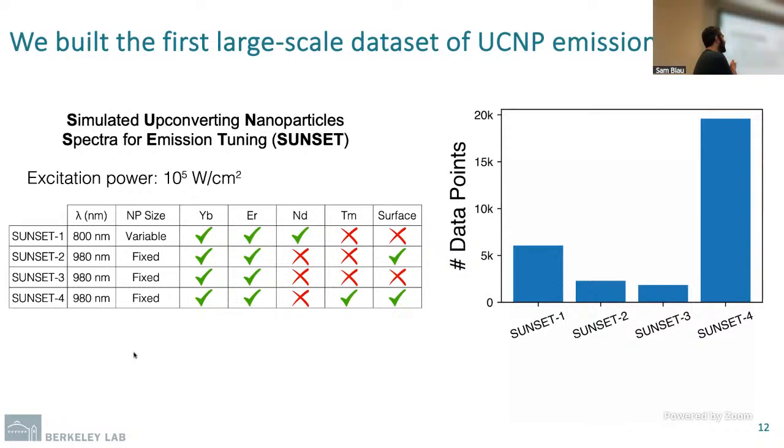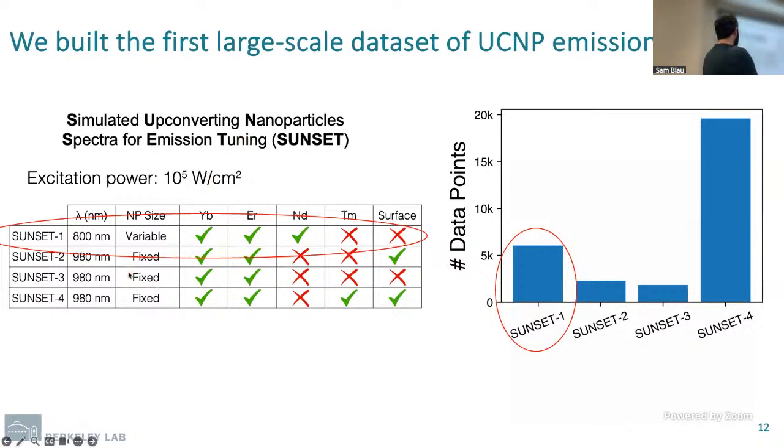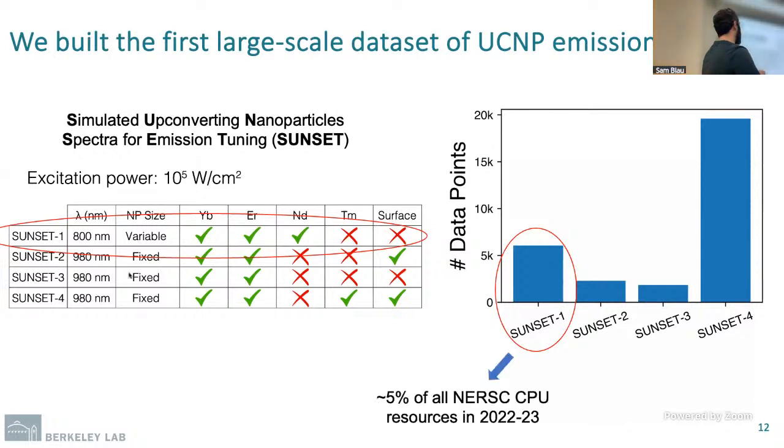So the SUNSET data set has 4 subcomponents, and we have different dopants and whether or not there are surface ligands and fixed versus variable size. Just to be clear, though, I'm only talking about the results with the SUNSET 1 data set. Because this is variable size, this was vastly more expensive. We're dealing with particles of different size, different numbers of shells. This was actually about 5% of all NERSC CPU resources in a 12-month period to build this data set.